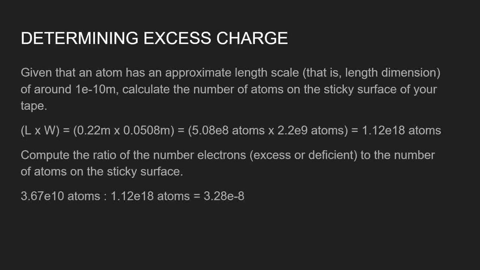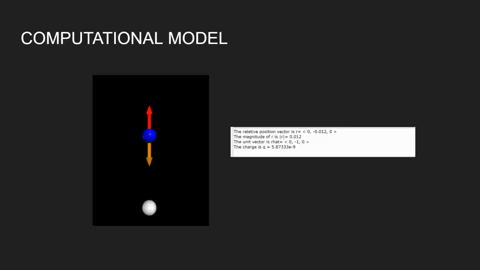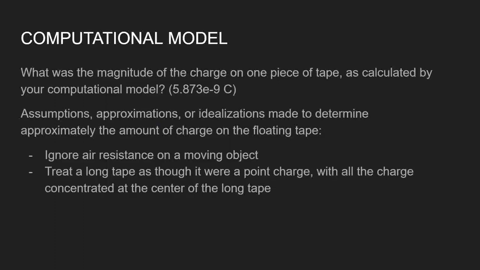We can also determine the number of atoms on the sticky surface of the tape, and then ultimately find the ratio of the number of excess electrons to the number of atoms as a whole. From our computational model, we find that our charge is approximately the same as that calculated by hand. The assumptions to find the amount of charge on the floating tape in this computational model were that we ignored air resistance on a moving object and we treated the tape as if it was a point charge, as said before.